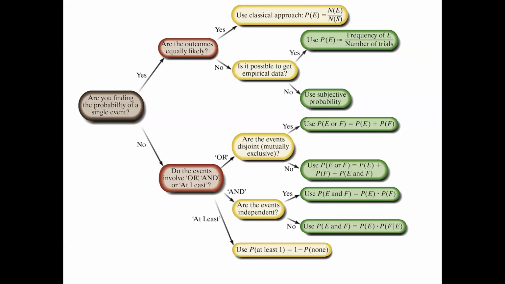But sometimes we're doing multiple events. What if it's, what's the probability of flipping heads on a coin flip on the first trial and tails on the second trial? And that's why we ask this question: do the events involve or, and, or at least? If they involve or, we have to use the addition rules.